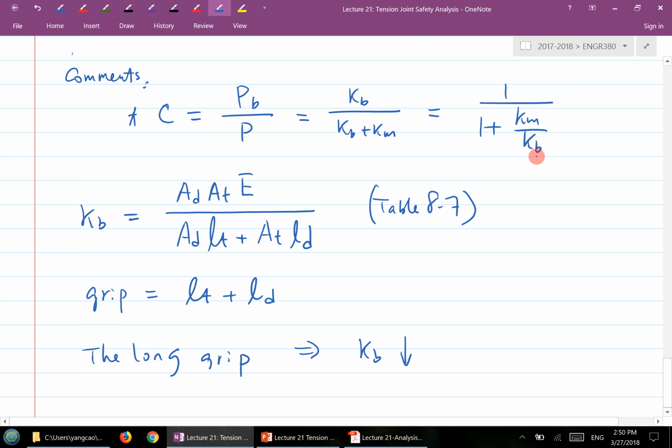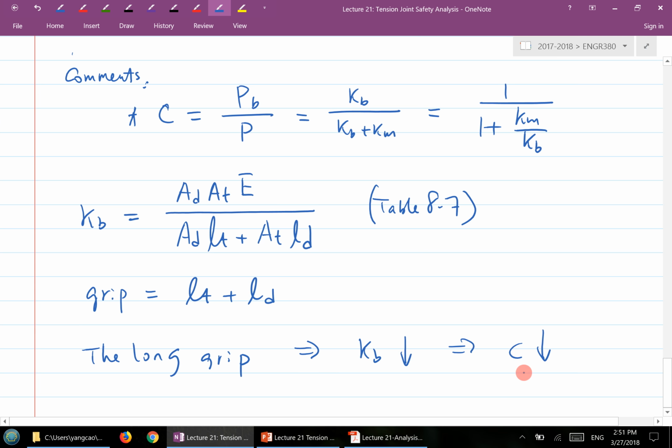If KB is smaller, then going back to the C formula here, this term is going to be bigger, so the C will be bigger, right? Now, hang on a second here. Smaller KB means bigger value for this term. Then overall the C should go down, should be smaller. So the conclusion essentially, if you have a longer grip, then you would have a smaller C value.